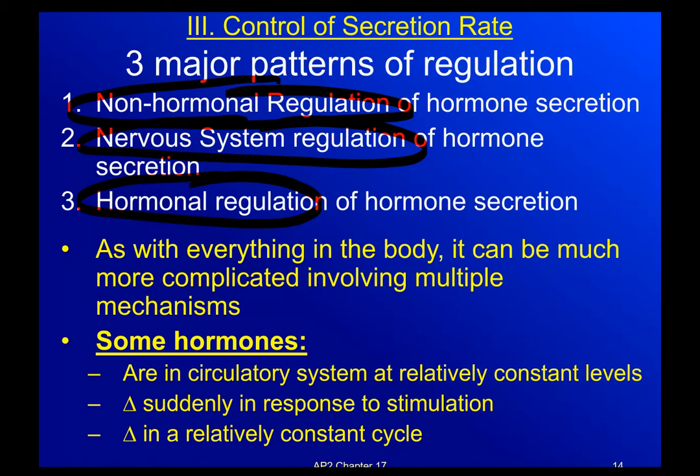Some hormones are going to be in the cardiovascular system or the circulatory system at relatively constant levels. We always have this much. Kind of like the graph that I just showed you, there's that perfect amount. Some are just released in response to stimulation, and other than that, they're not normally there. A good example of that would be adrenaline. I don't have adrenaline running through my body unless something scares me, right?